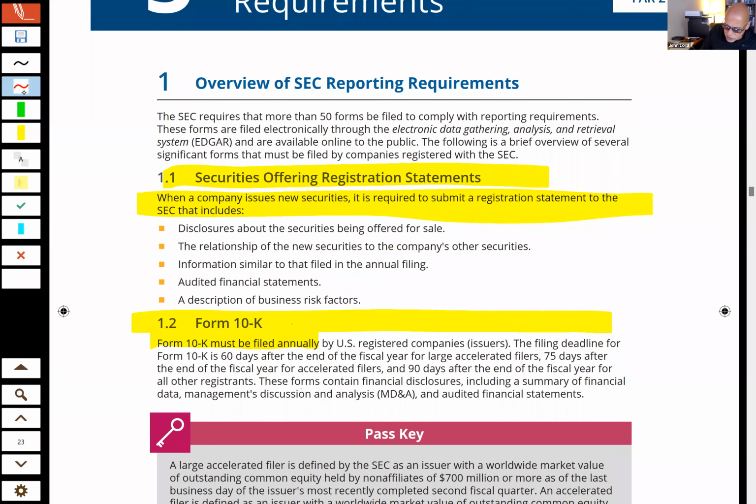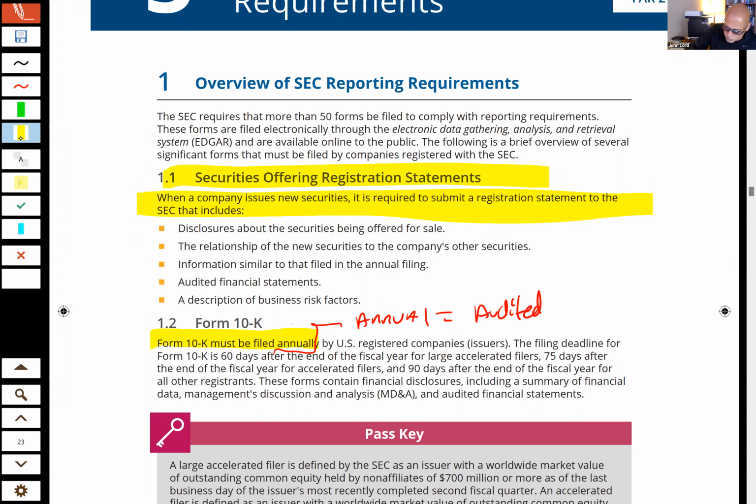Now, when you see the word annual, annual equals audited. A lot of the questions center around, well, what has to be audited, what doesn't? And what you're going to see is annual reports typically have to be audited, less than annual, not annual, typically not audited. Like quarterly reports are not audited. Semi-annual reports are not audited.